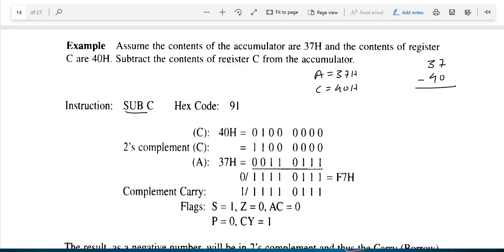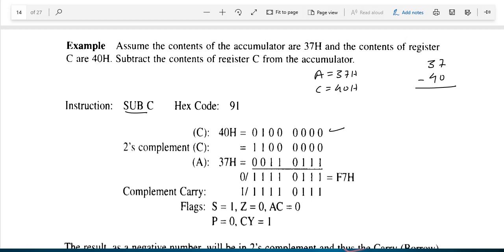So if we write 40, it will be written as 0 1 0 0 0 0 0 0. Now if we take 2's complement, it becomes 0 0 0 0 0 0 1, and after that, whatever the value we have will be complemented. If it is 0, it is 1. So the 2's complement will be 1 1 0 0 0 0 0 0.